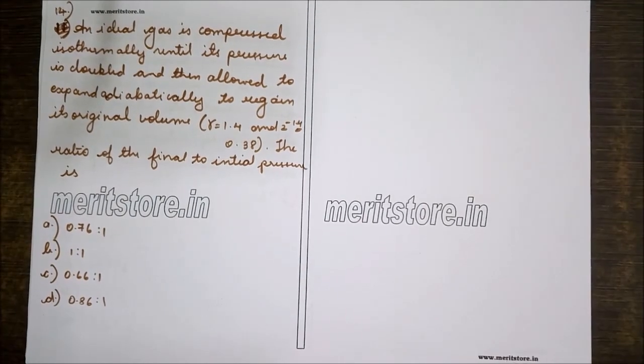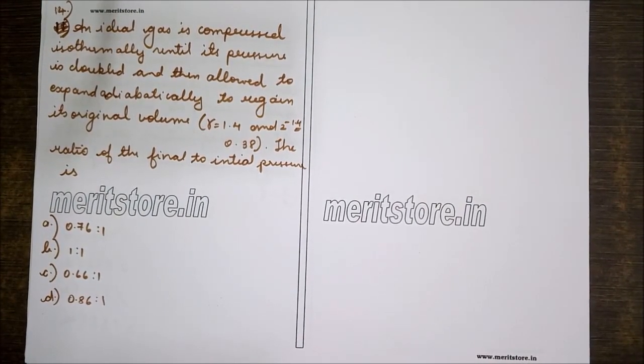An ideal gas is compressed isothermally until its pressure is doubled and then allowed to expand adiabatically to regain its original volume. The value of gamma is given as 1.4 and 2 raised to minus 1.4 is given as 0.38. The ratio of final to initial pressure is, the options given are 0.76 is to 1, 1 is to 1, 0.66 is to 1, and 0.86 is to 1.